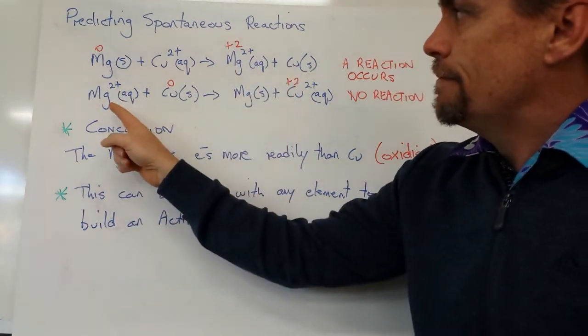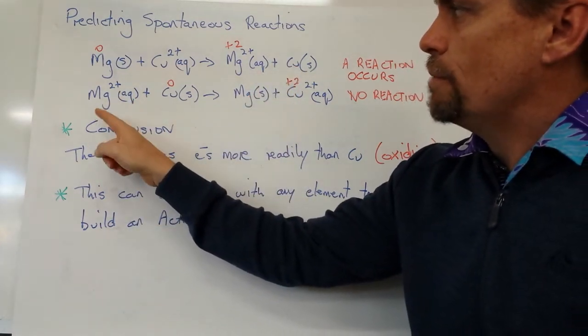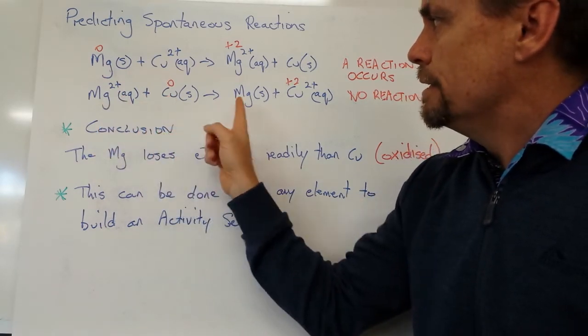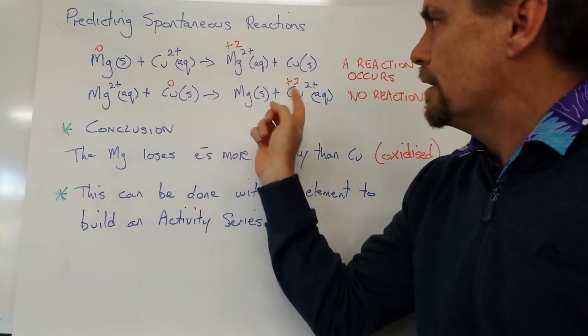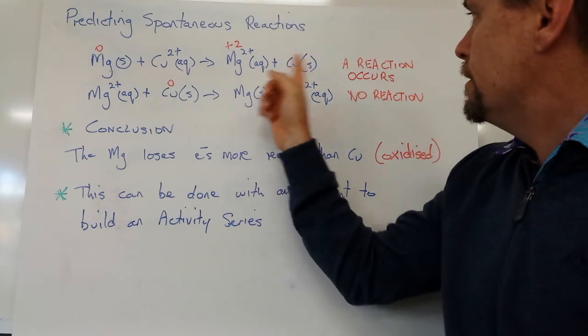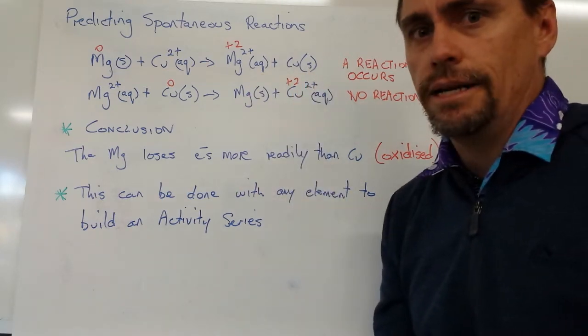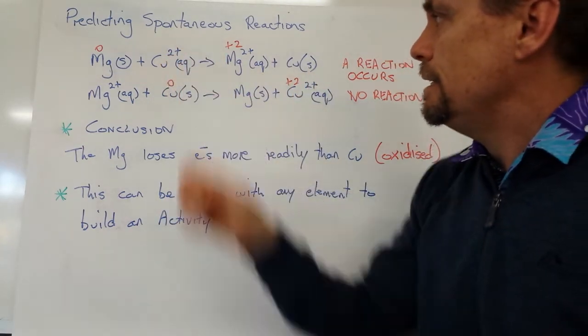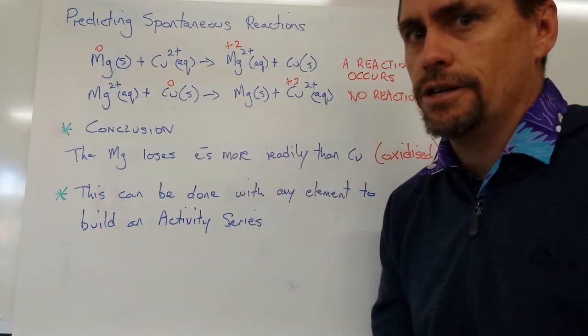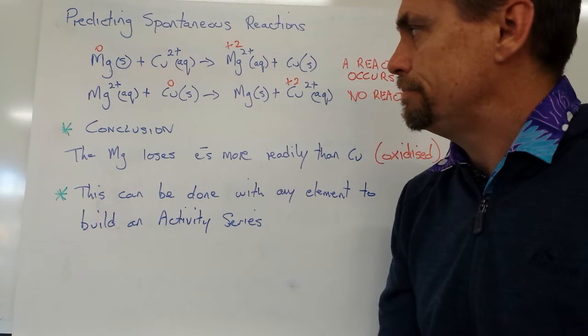We also have the reaction swapped around. So we have magnesium in solution reacting with copper solid to give us magnesium in solution and copper ions. When we observe these two reactions, we find that the first one occurs quite readily, it occurs spontaneously, but the second one doesn't occur. We don't actually see a reaction without putting energy into the system.